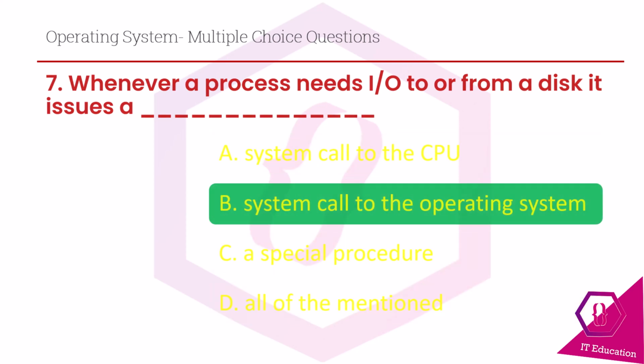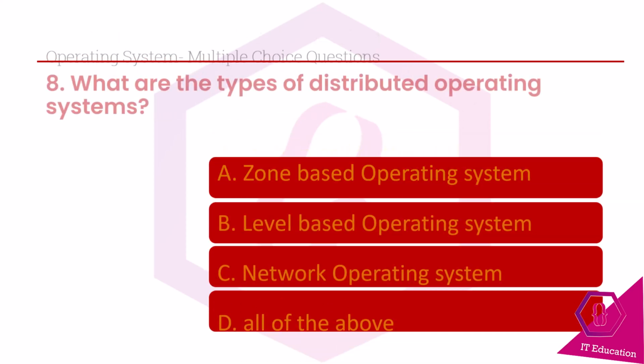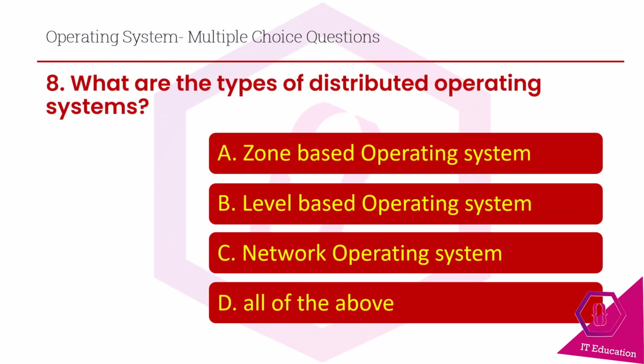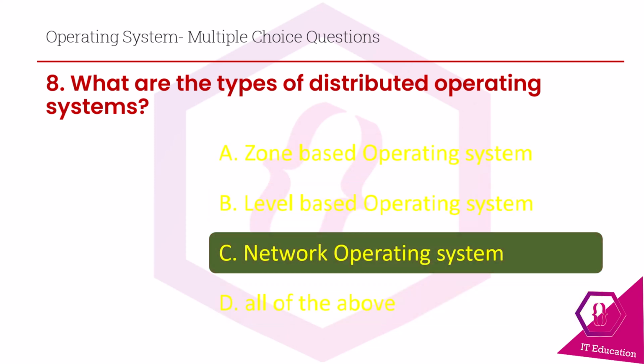The next question is, what are the types of distributed operating system? We have option A, zone-based operating system, option B, label-based operating system, option C, network operating system, and option D, all of the above. But here, for distributed operating system, the answer is option C, network operating system.